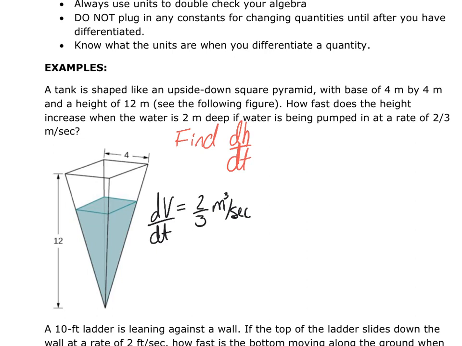So now I need to find the volume formula. My volume formula for this is 1/3 the area of my base, we'll just call it area of base, multiplied by the height. So that is the formula for a pyramid.